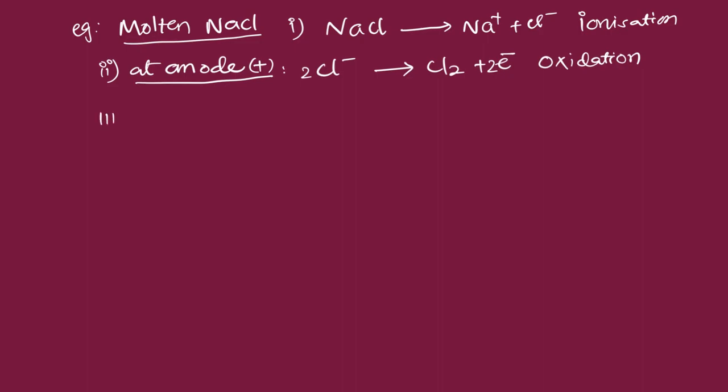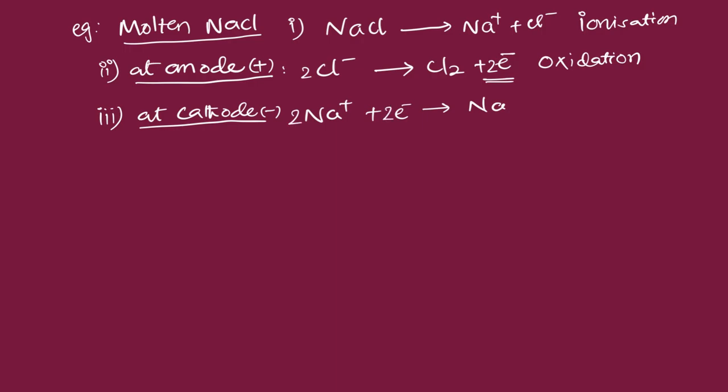Then third step, you have to write the reaction at cathode. At cathode, what is the charge? Negative. Now which ion will be attracted here? Positively charged ion, that is Na+. This will gain an electron and convert into sodium. How many electrons were lost at the anode? 2. Therefore 2 electrons will be gained, so multiply by 2. Gain of electron is called reduction.